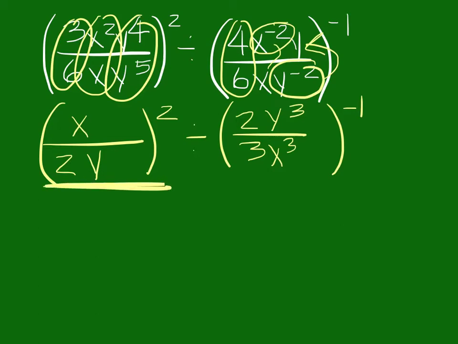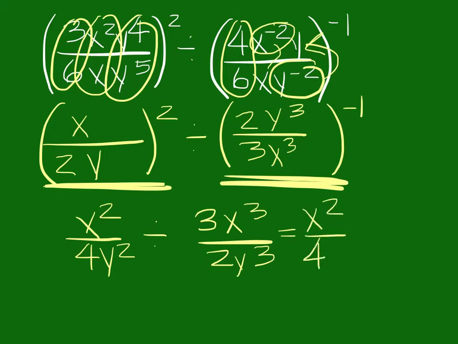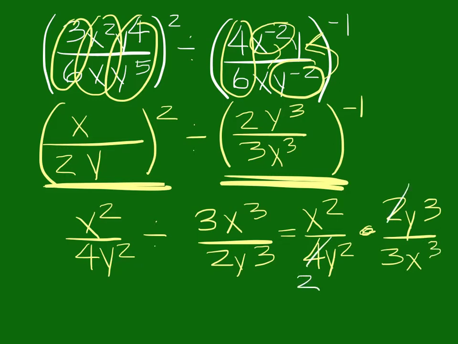Square this side to get x squared over 4y squared. And then on this side, flip everything. 3x to the third over 2y to the third. Now we have to flip and multiply. So x to the second over 4y squared is now multiplied by 2y to the third over 3x to the third. Cancel this 2 and 4 to get a 2 on the bottom there.